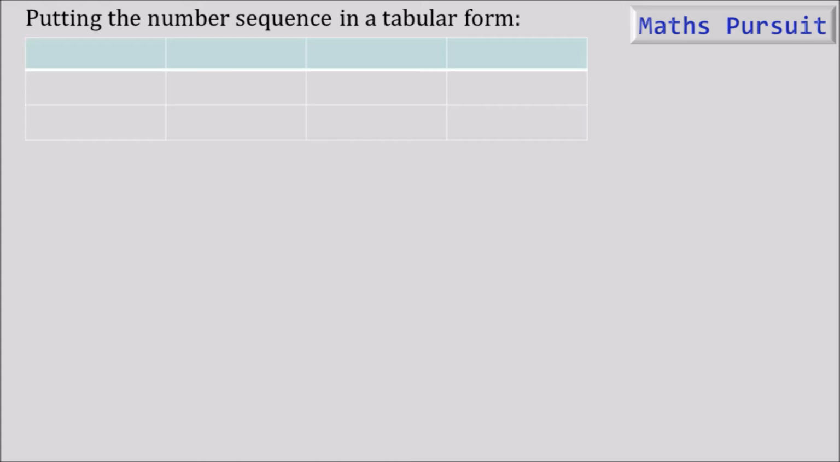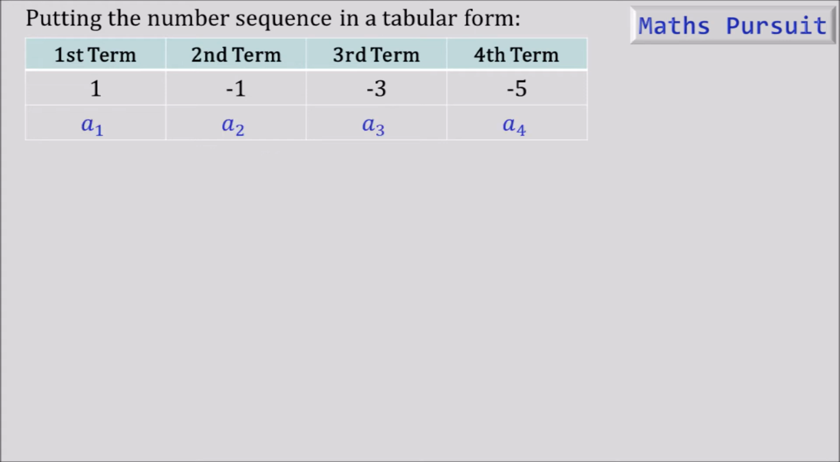Moving ahead, we have created a table with first term, second term, third term and fourth term. In the first term, we are putting the first number, that is 1. Second term, we are putting -1. Third term we are putting -3, fourth term we are putting -5, and similarly we are naming first term as A1, second term as A2, third term as A3 and fourth term as A4.